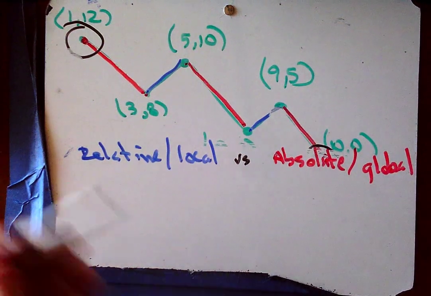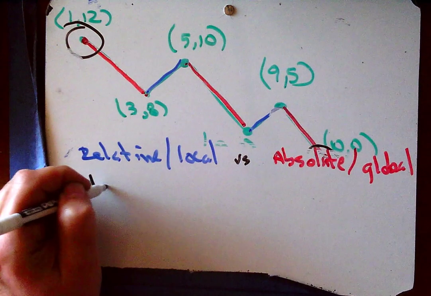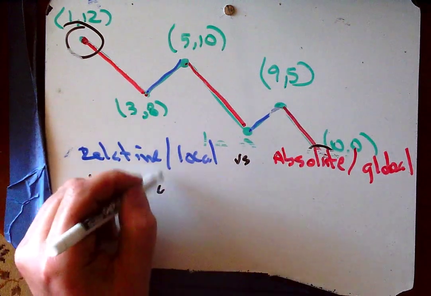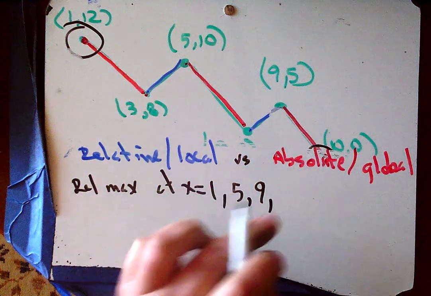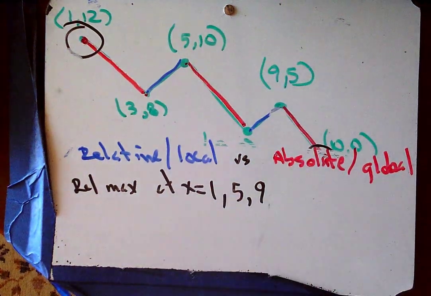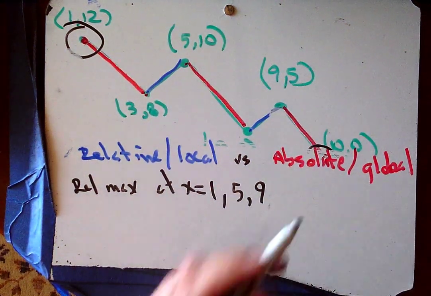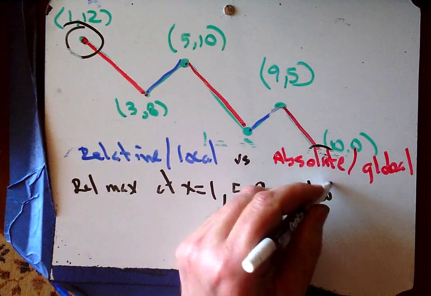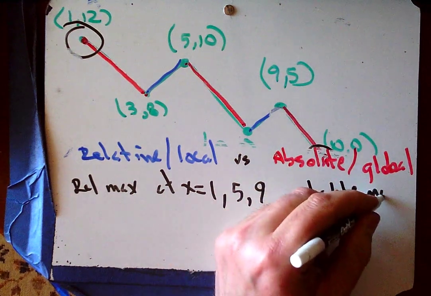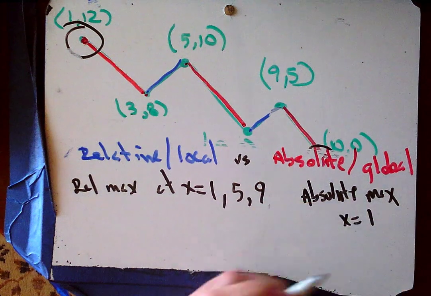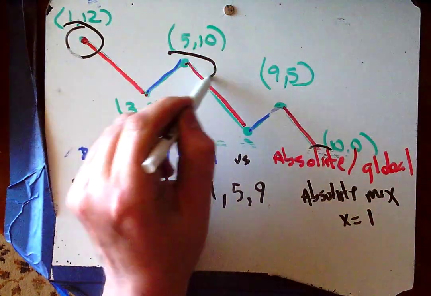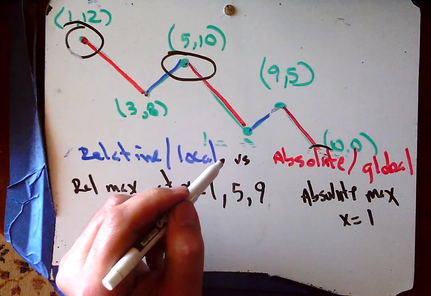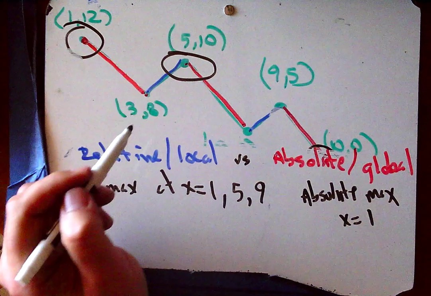Well, I have relative maxes at x equals 1, 5, 9. But I only have one absolute max at x equals 1. So, I think about Mount Lemmon, and I think Mount Lemmon is the highest point in our neighborhood. So it's a local max.